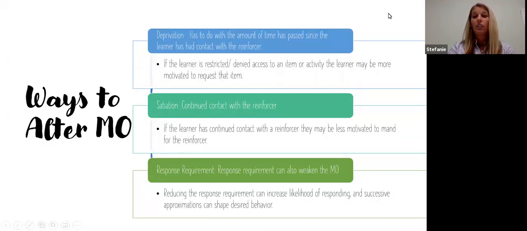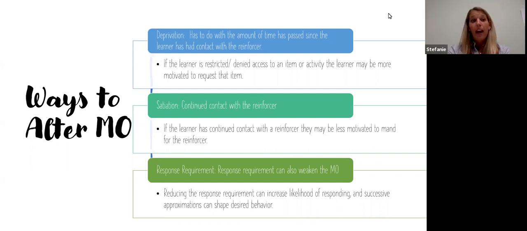So, ways to alter the MO: deprivation, satiation, and response requirement are three ways to alter the MO. If we want to make something more attractive, we might use deprivation. Deprivation has to do with the amount of time that has passed since the learner has had contact with the reinforcer. If the learner is restricted or denied access to an item or activity, the learner may be more motivated to request that item.